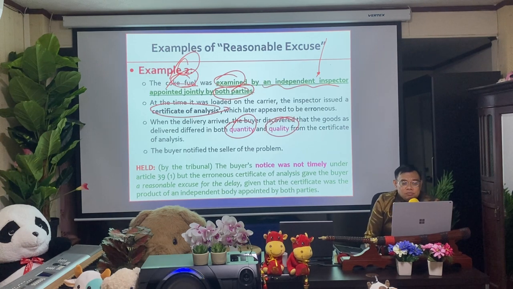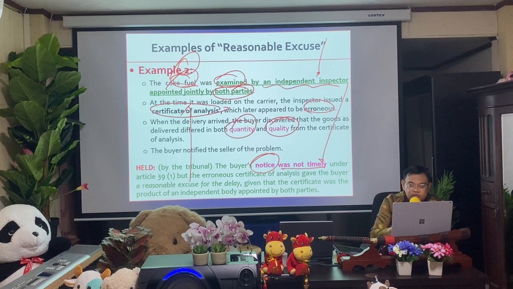But given that the independent inspector was jointly appointed by both parties, the buyer in this case relied on the inspector. When the certificate issued by the inspector was erroneous, the buyer did not go ahead with further inspection. The buyer trusted that certificate, and when the buyer found out about the lack of conformity, it was too late. The notice given by the buyer was not timely anymore. Remember, the CISG requires notice to be given within a reasonable period of time, and in this case, notice was rather late.